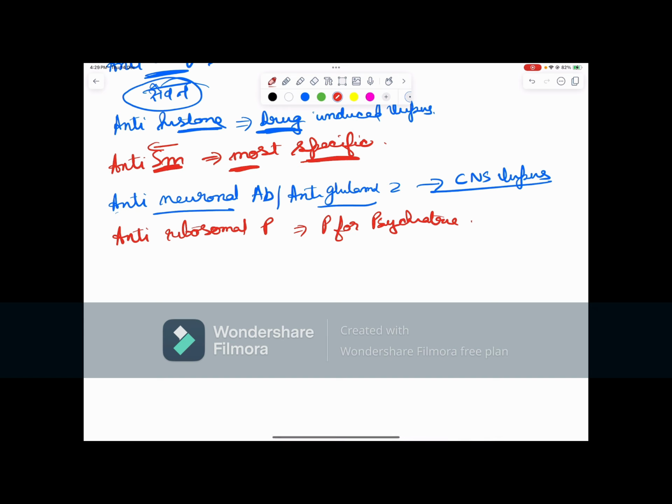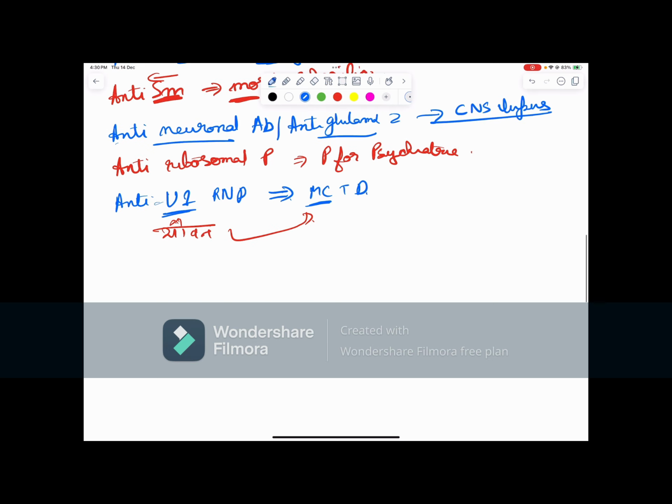Now next is anti-U1 RNP. See, when we use abusing words, when we are in youth, Yovan, or you can also remember that pop singer MC and like that.